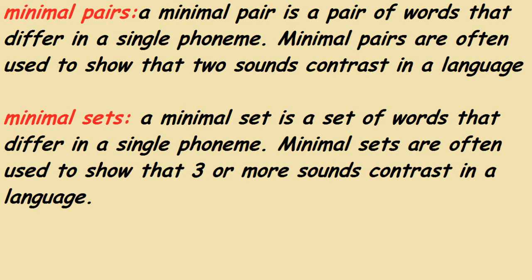Of course, we have to have this difference in the same position. For example, if I change p in pat, I have to put the new letter at the beginning, because in pat the sound p is at the beginning, right? So the change has to occur in the same position. The two are called minimal pairs, like I said. Just like sight and side, fan and van, dune and tune. These are examples of minimal pairs. When it comes to minimal sets, it is more than two words. You can have 3, 4, 5, 6, and so on and so forth.